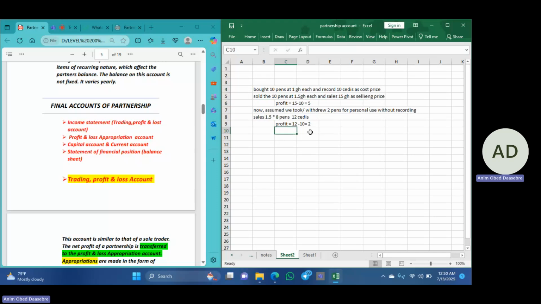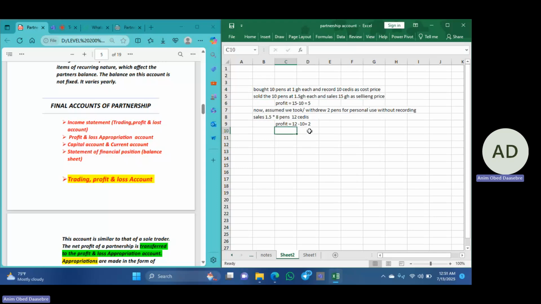You see that the profit has reduced to 2 cedis. Initially, when we sold them, we had sales of 15 cedis. But now we took 2 cedis without accounting for it and without taking the price from the already recorded cost of the 10 cedis. Do you get it? So that means that whenever you withdraw cash or goods from your stores, you need to account for it so that it will not affect your profits.